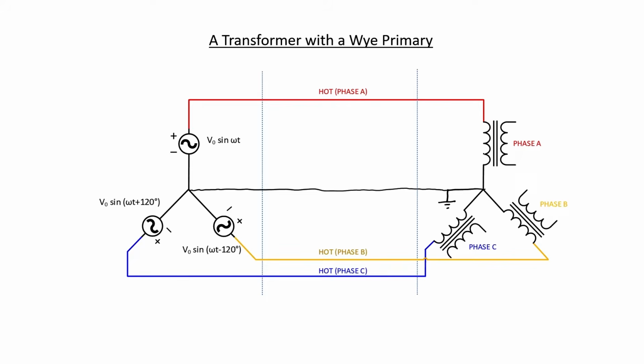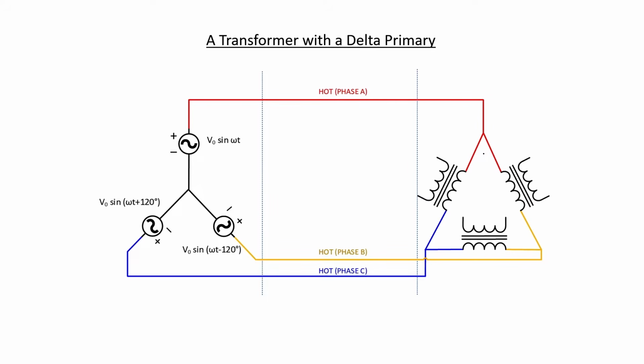Now, practically speaking, with a three-phase transformer, sometimes they're wound on the same core material. But in this case, I'm showing it with three independent transformers. Either configuration is possible. Let's now take a look at a transformer with a delta primary. With a delta primary, there's no neutral connection, in this case, to the turbine. We just have the voltages across the delta.